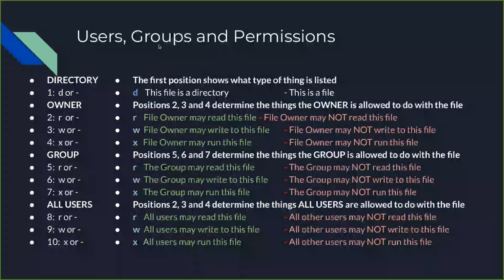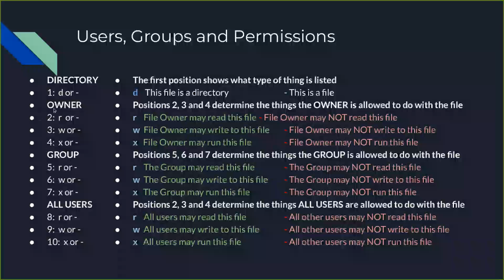So the breakdown of this is that each one of these 10 characters will either be a letter or a dash. In the first position there, a D represents that the item you're looking at is a directory. If it's a dash, then it's a regular file, either a text file, a binary file, an executable file, a program, what have you. But it's not a directory that contains other files.